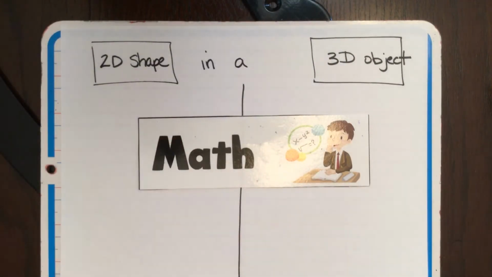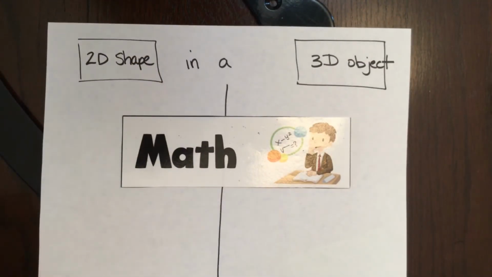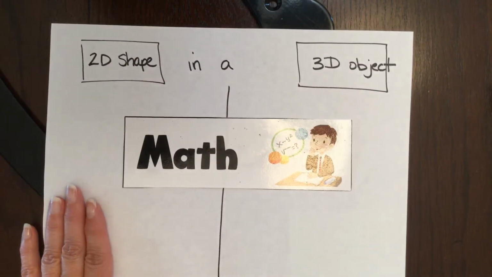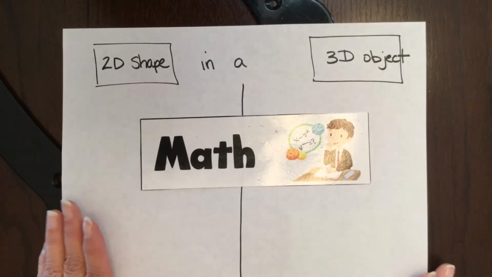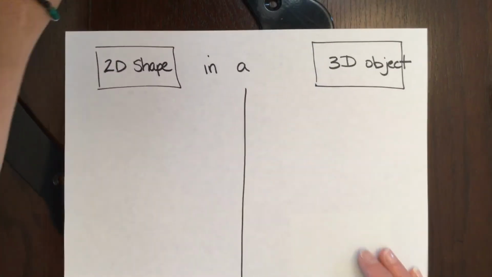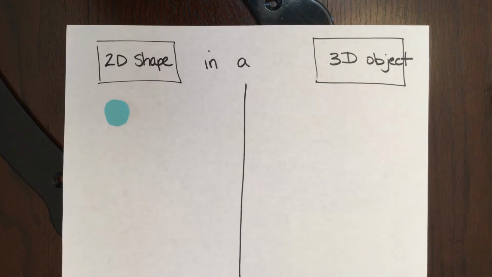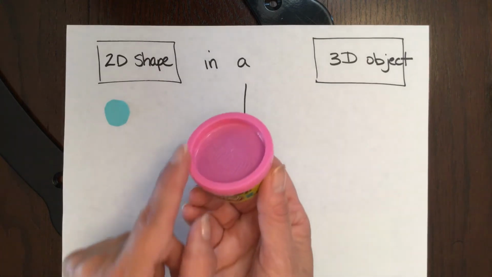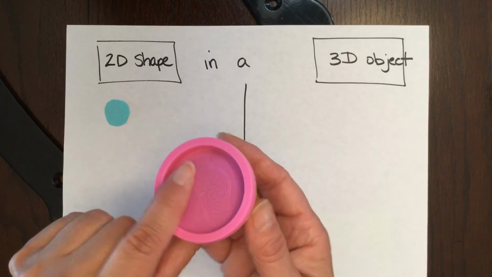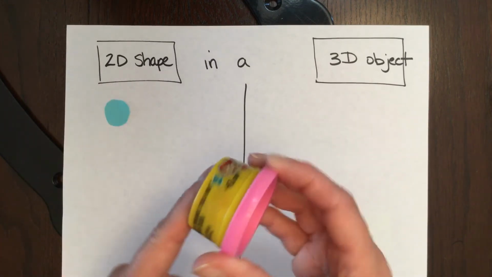I'm going to give you a two-dimensional shape, and I'm going to ask you to pause your video and go around your house and find a three-dimensional object that one of the sides matches that shape. So for example, my first two-dimensional shape is a circle. If you were to find something that one side was a circle, you might find a container of Play-Doh. The top is a flat circle and the bottom is a flat circle and the shape is a cylinder.